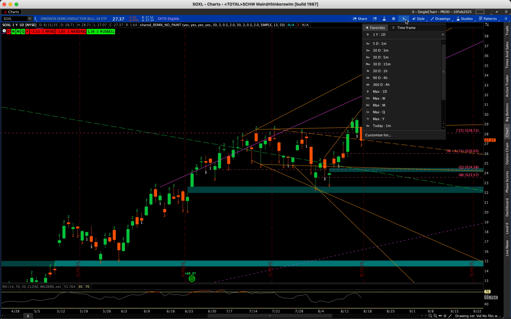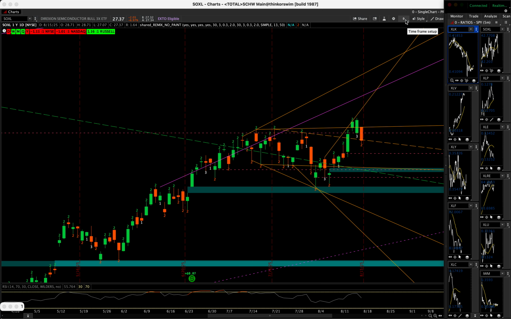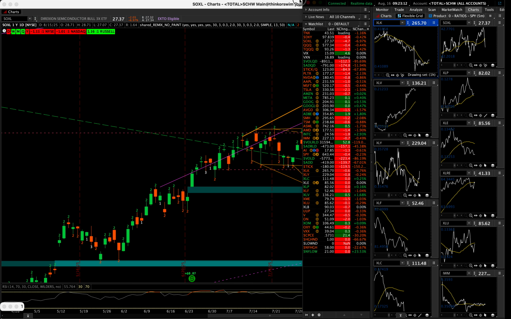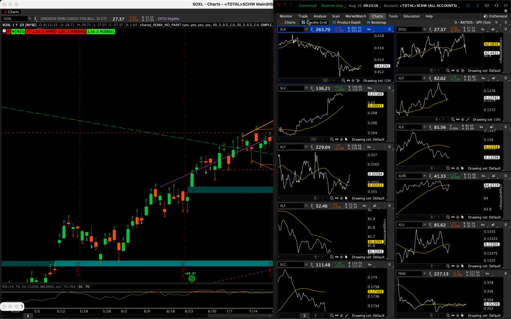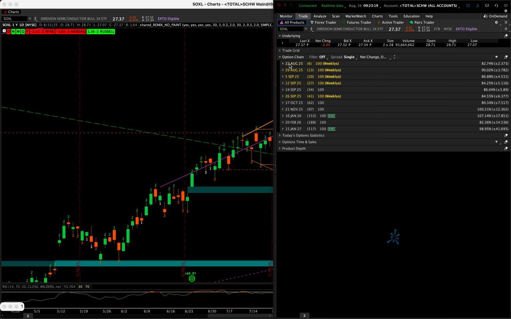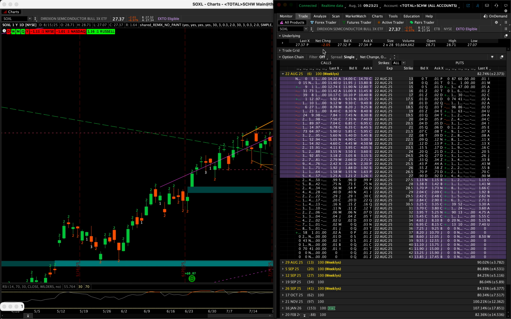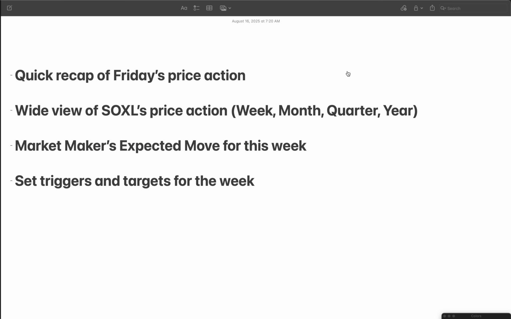So now that we've gone through all of those, let's take a look at the market maker's expected move. To do that, let's bring out this, and we want to look at the options chain for this week. If we look at the options chain, we can see for the August 22nd expiration, there is a market maker's expected move, 82.7% chance that price action will be either plus or minus $2.37. So we look at our close price, which is $27.37, and let's go ahead and pull up our notes.